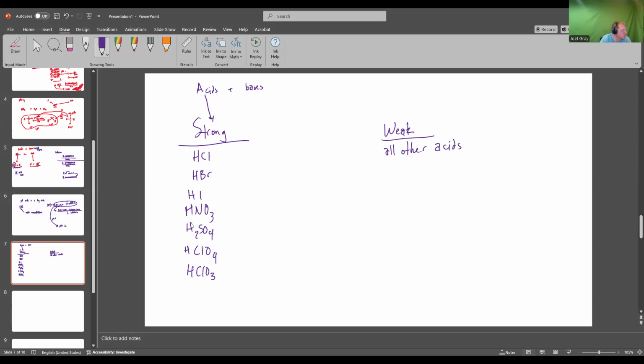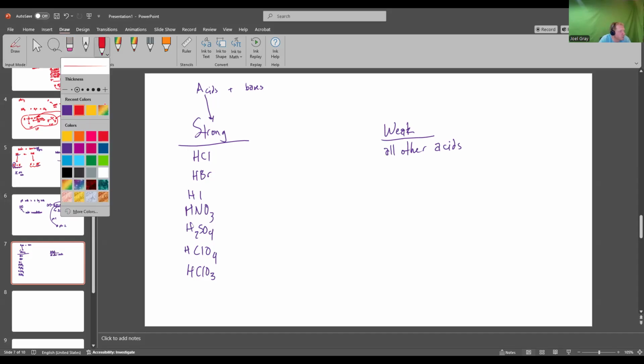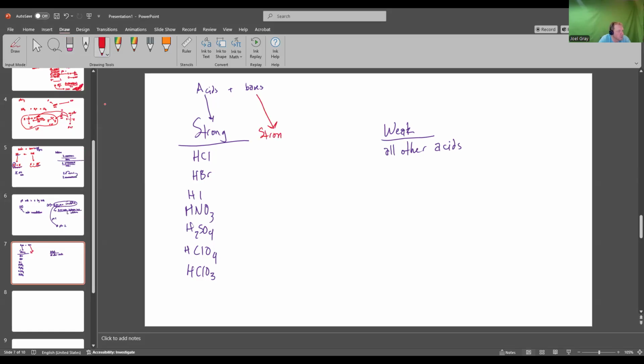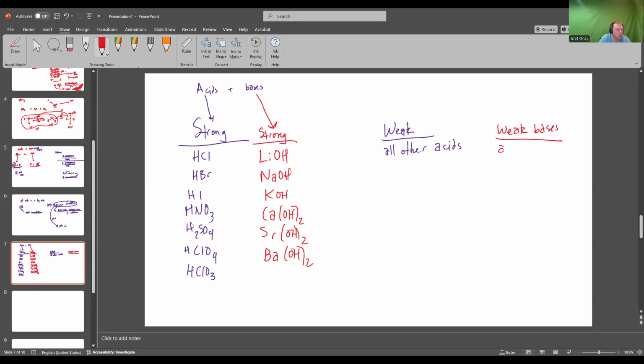Now, strong bases. I'm going to switch to a different color so I can keep this straight. Your strong bases are LiOH, NaOH, KOH, Ca(OH)2, Sr(OH)2. Sorry, that's supposed to be an S, not a B. Looks like a B. And Ba(OH)2. Weak bases are all others.